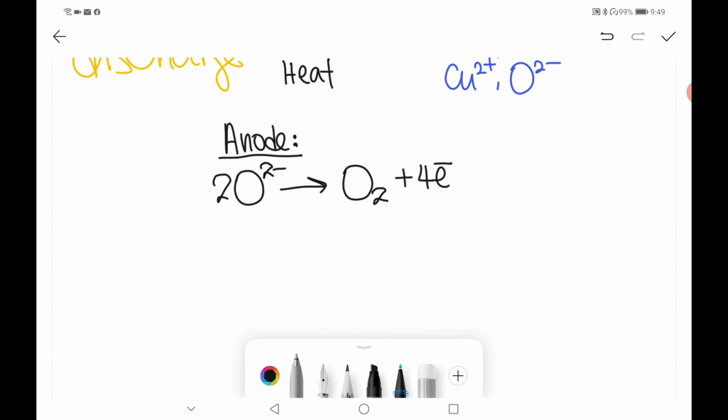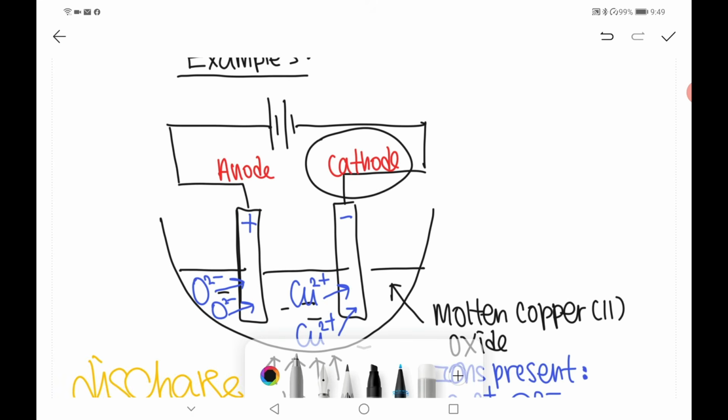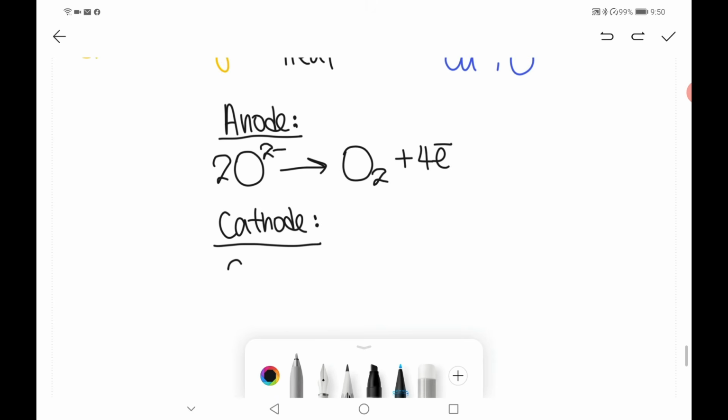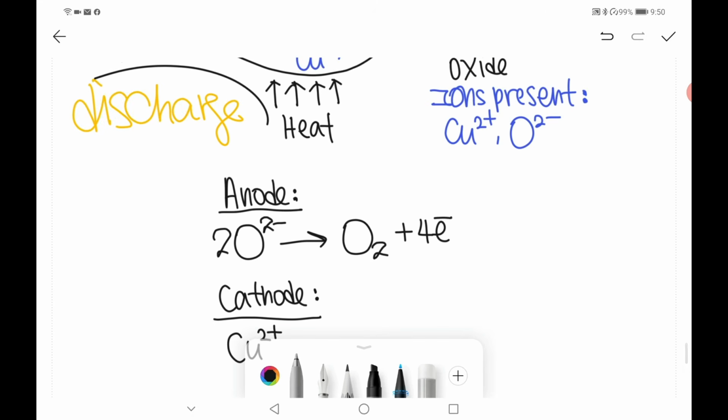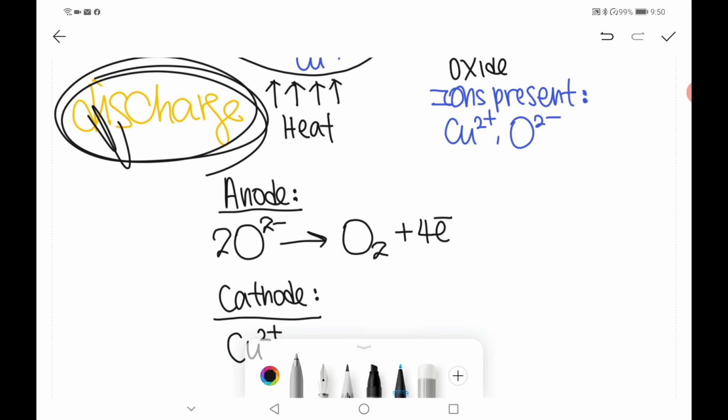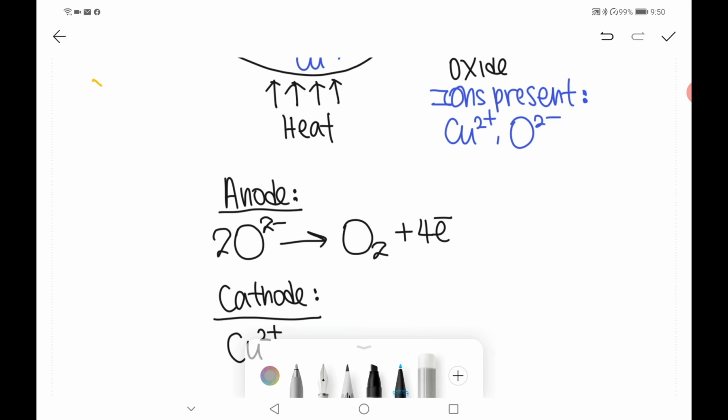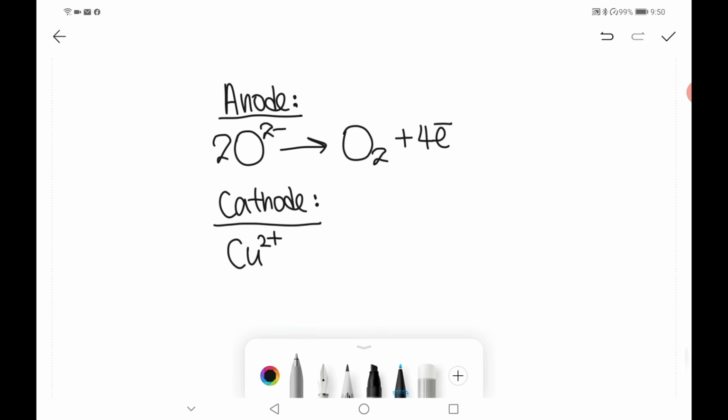So let's get the second half equation. Let's look at the cathode. Same thing, look at the diagram. Who comes to the cathode? Cu2+. Why does Cu2+ come to the cathode? Ions go to the anode and cathode because they want to be discharged. In electrolysis, we want to discharge the ion. So when Cu2+ throws the charge away, it becomes neutral, Cu.